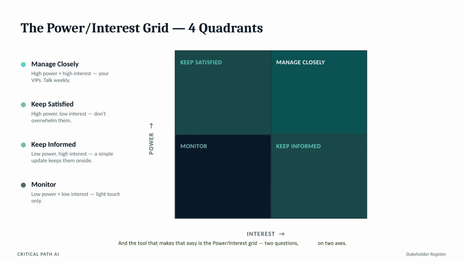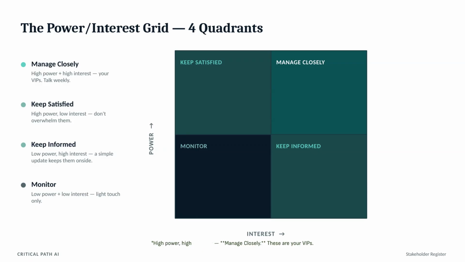2 questions plotted on 2 axes. Power. Can this person stop or change your project? Interest. Do they actually care about the outcome? Plot everyone on those 2 axes and you get 4 quadrants, each with its own strategy.